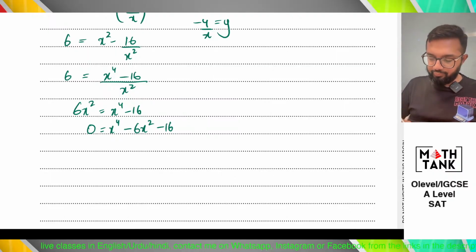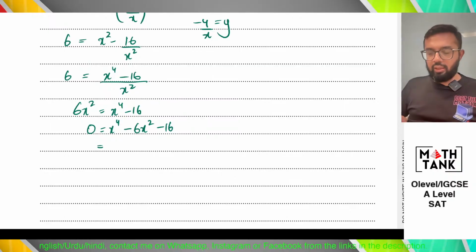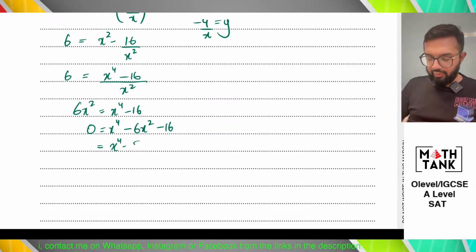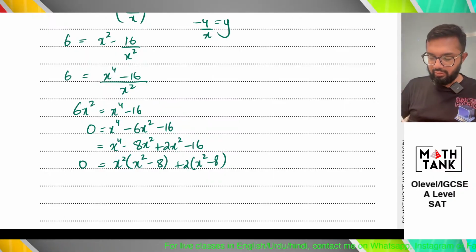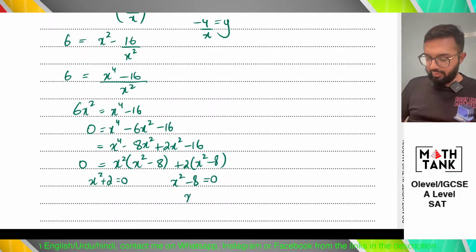Then I can use my calculator to solve, or I can factorize. This factorizes to x squared plus 2 equals 0 and x squared minus 8 equals 0. So x squared equals 8 and x squared equals minus 2.